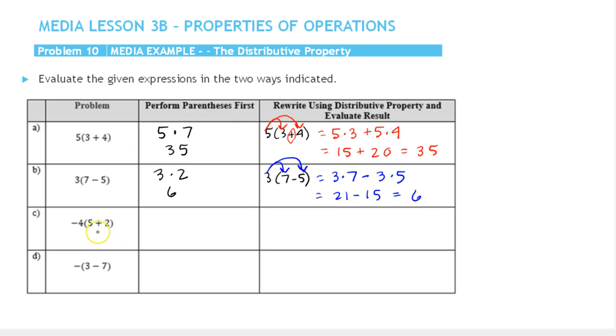So this one is going to be a little trickier. Okay. So first, when we perform the parentheses, 5 plus 2 is 7. So we have negative 4 times 7. So a negative times a positive is negative, and we multiply the absolute values. 4 times 7 is 28. Now let's see this with the distributive property.